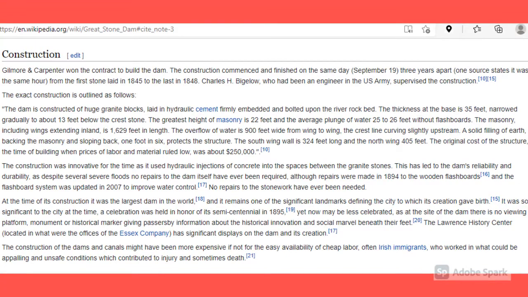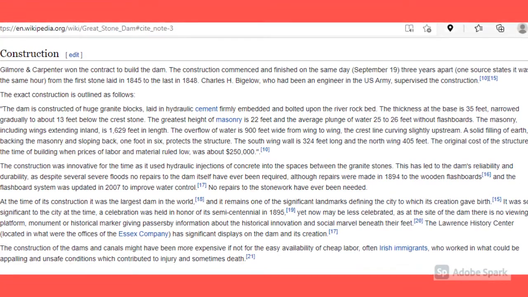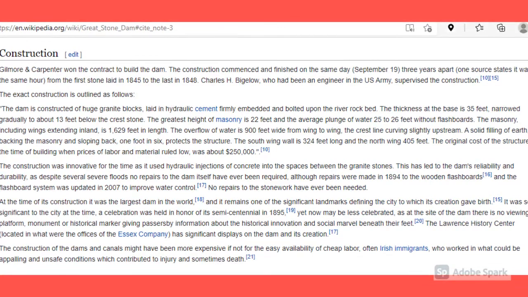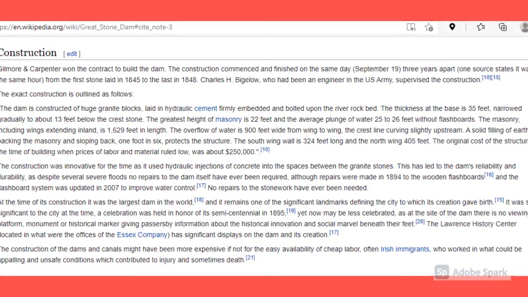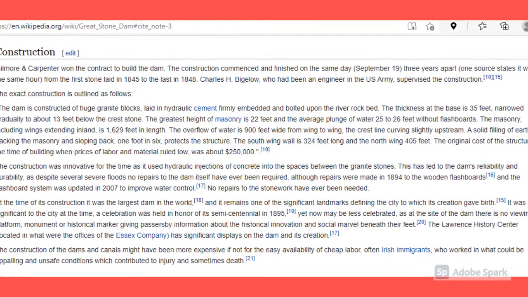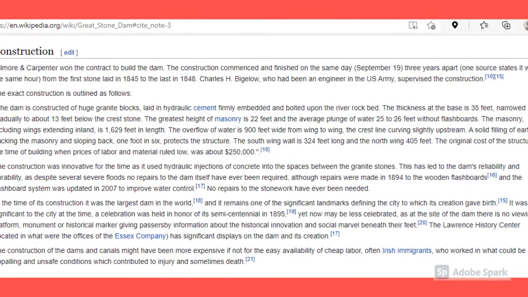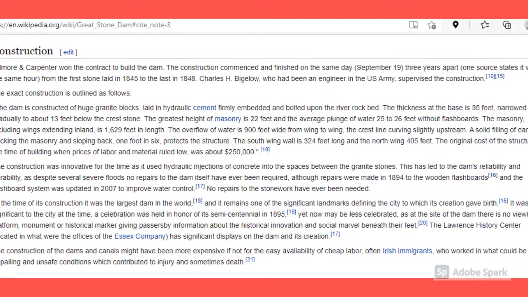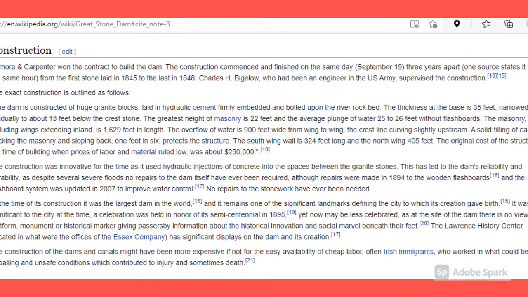Wikipedia points out some interesting information. The dam is constructed of huge granite blocks. The base starts at 35 feet, which narrows to 13 feet. At the time, this was the largest dam in the world, and the granite masonry is so spectacular that there's been no repairs needed since the time that it was created.